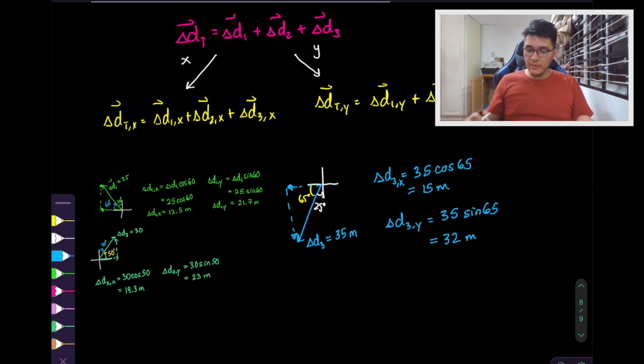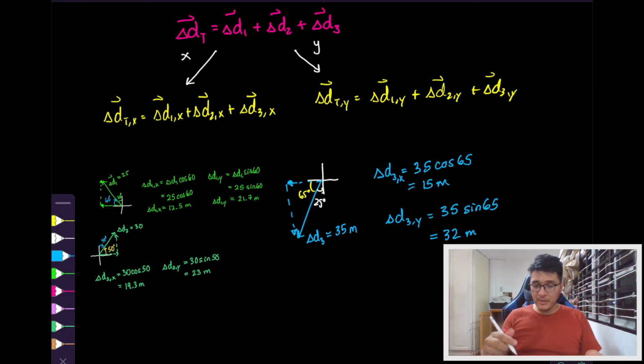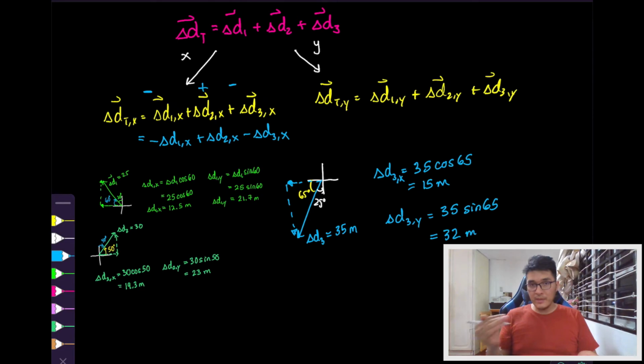So now the reason why all of that was important is because when we put it back into our equation, we have to keep in mind the directions. So delta d1x was negative, delta d2x is positive, delta d3x negative, right? Depending on the direction that it points. If it points to the left, we take it as negative. If it points to the right, we take it as positive.